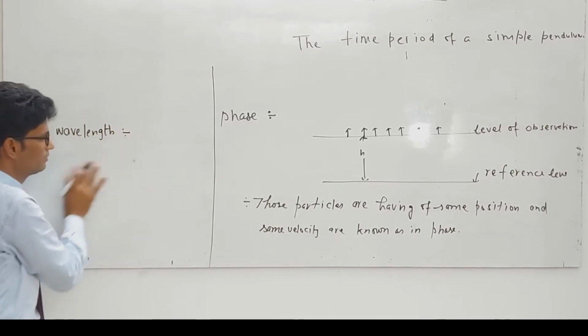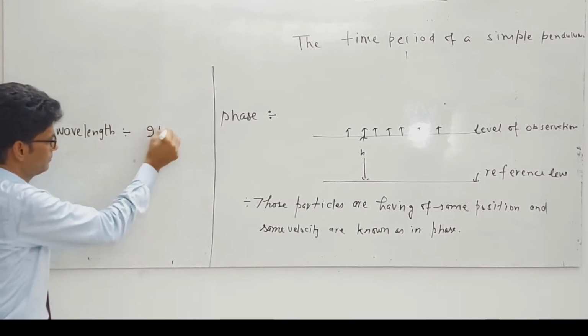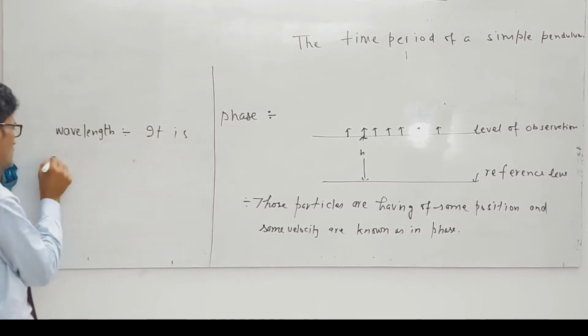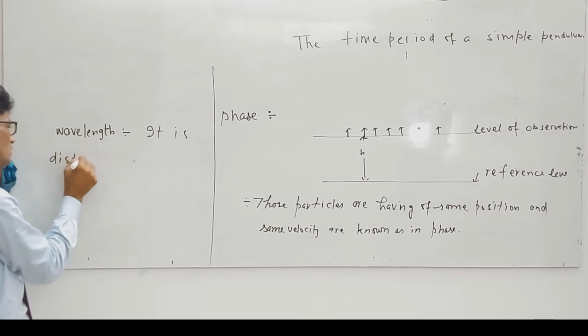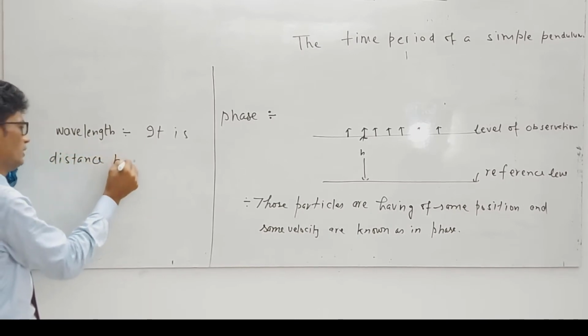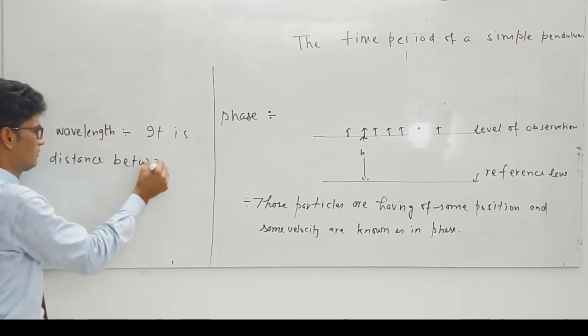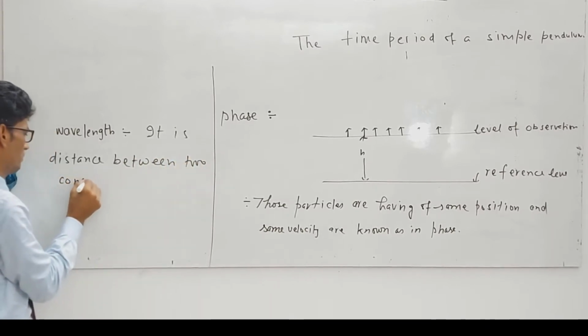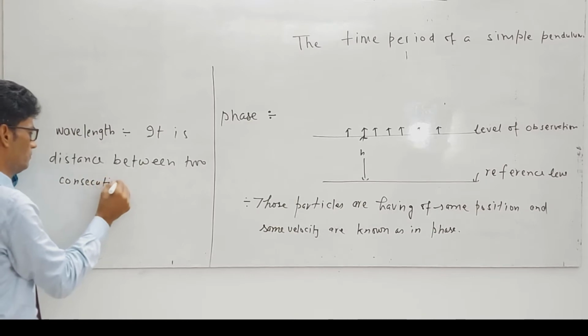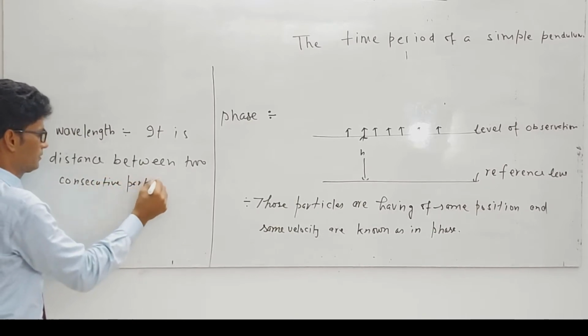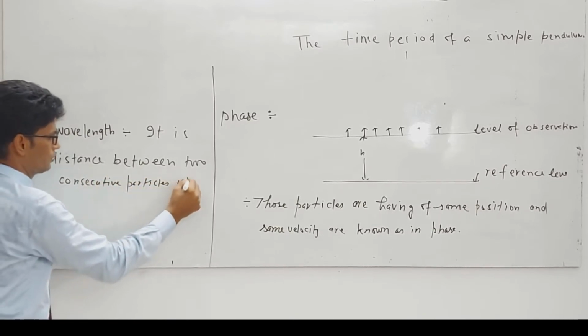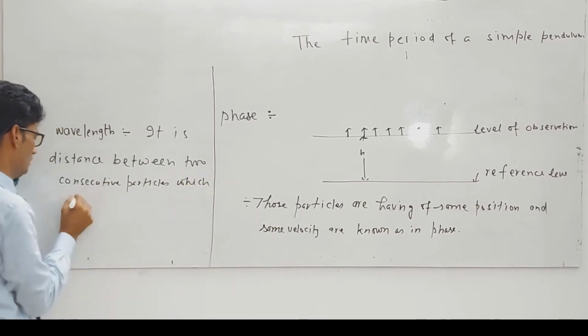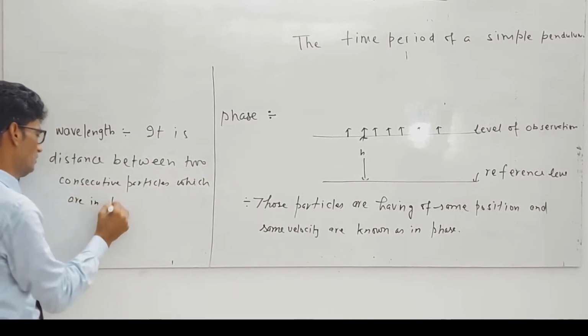What is wavelength? It is the distance between two consecutive particles which are in phase.